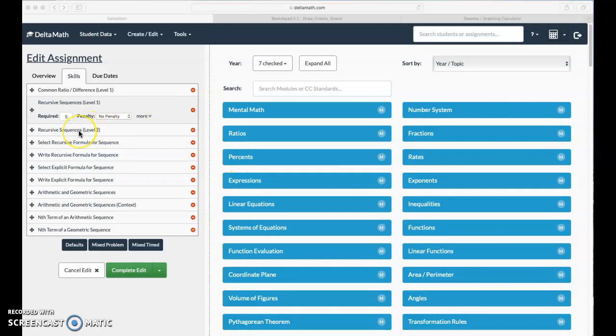All right, it's our third recording. So we're going to look at recursive sequences, level 2.